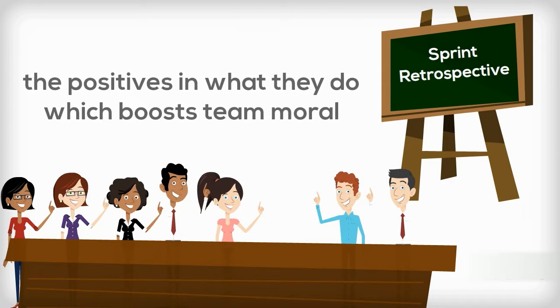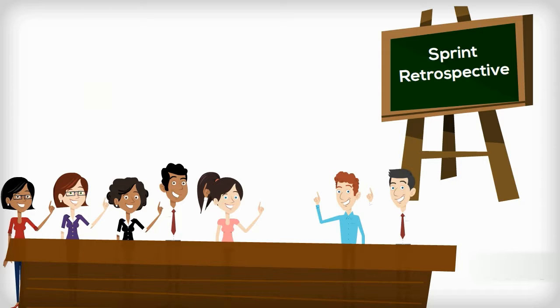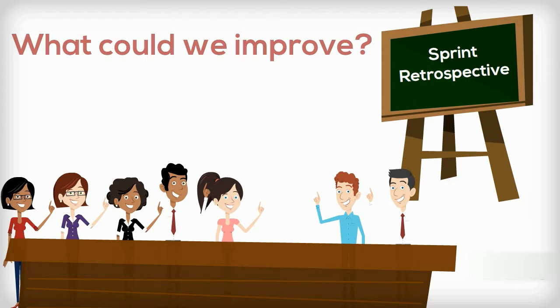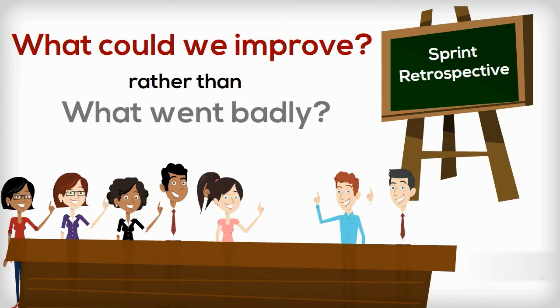It also helps them to realize the positives in what they do, which boosts team morale. In other words, not only should we say, if it ain't broke, don't try to fix it, we should also say, if it works, we'll keep doing it. As tempting as it is, the Scrum team needs to avoid turning the meeting into a complain fest. I believe the minor details in Scrum make all the difference, and the purpose of asking, what could we improve, rather than, what went badly, is that our focus is on rapid improvement. This way, we build the team up rather than depress them.